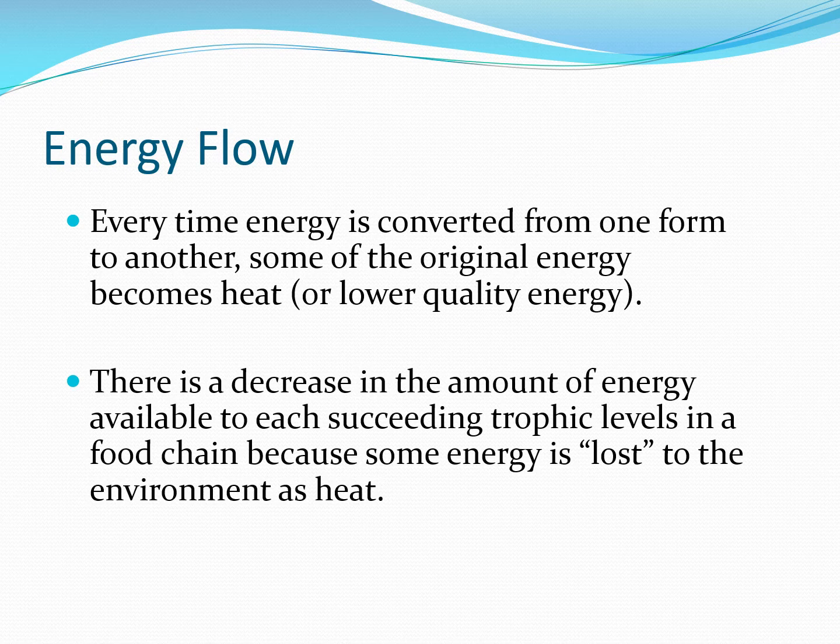And a loss, something that we observe again and again. We can't always explain why it happens, but that is the case. So because of that, there's a decrease in the amount of energy available to each succeeding trophic level in food chains because some energy is lost to the environment as heat. I've got another PowerPoint, some more slides that explain that a little more in depth. We did talk quite a bit about that. I just wanted you to remember that part.